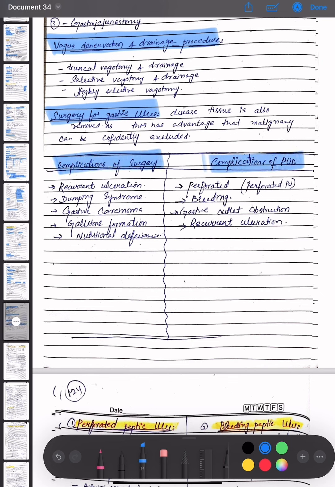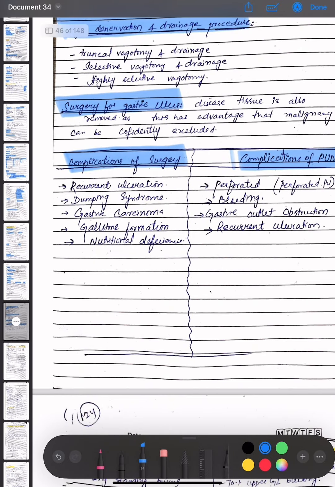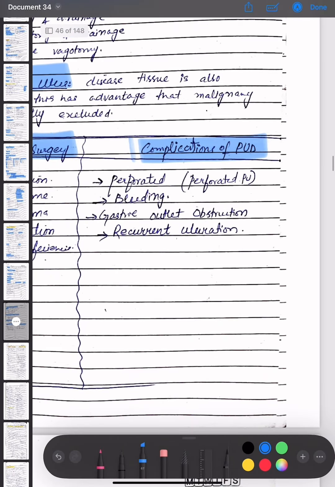The complications of surgery are recurrent ulceration, dumping syndrome, gastric carcinoma, gallstone formation, and nutritional deficiencies. The complications of peptic ulcer disease are perforation, bleeding, gastric outlet obstruction, and recurrent ulceration.